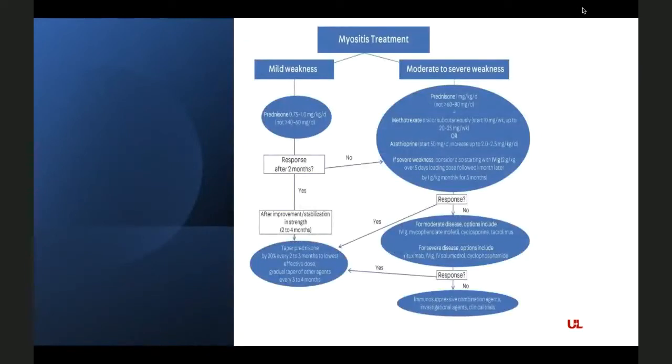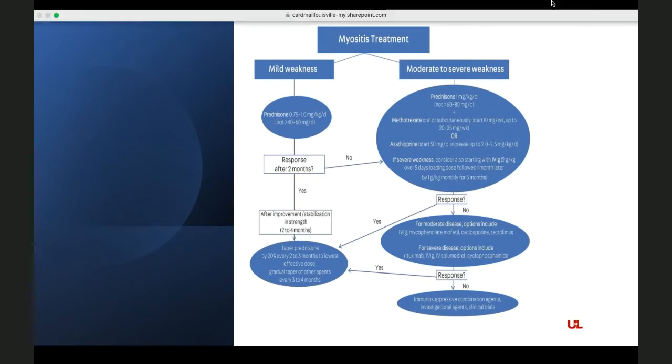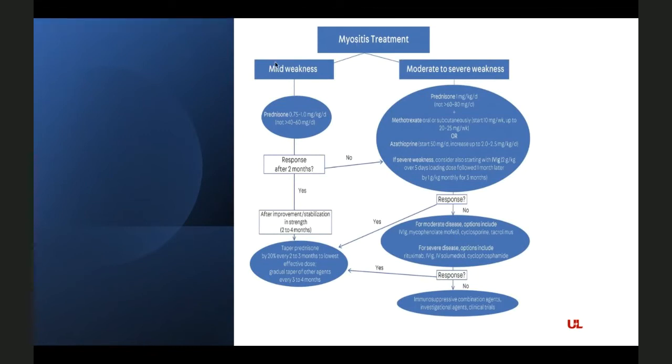So for myositis treatment, as an overview, this was published in Continuum in 2019. For mild weakness, we usually start with prednisone and wait for 2 months. If we see no response, then we go to either azathioprine or methotrexate at that point. Although they have not mentioned how long to wait to see if there is a response or not, we can also try IVIG at this point if there is no response.